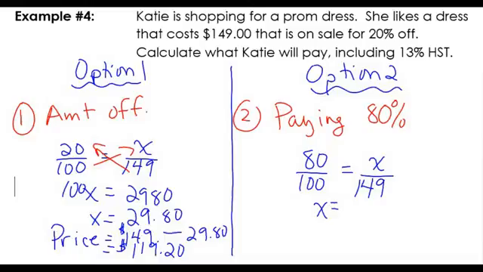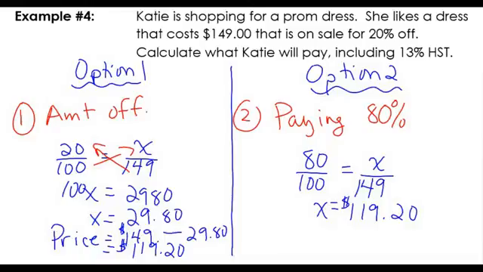So I'm going to solve that in a similar way to the way that I solved it in option 1, by cross-multiplying. And lo and behold, that gives me the same answer, $119.20, or 20 cents rather. I have the same answer, but I've gone about it in 2 different ways. So whichever strategy makes sense to you is the one that I want you to use. Okay, so that's how you can calculate the percent off.